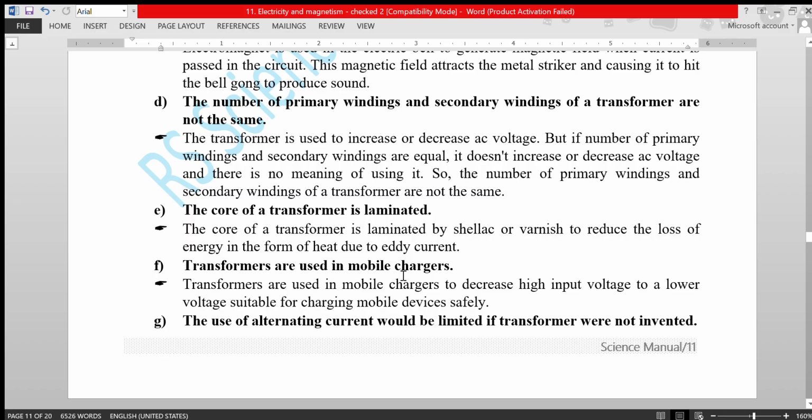Transformers are used in a mobile charger. Transformers are used in a mobile charger to decrease high input AC voltage to a low output voltage suitable for charging mobiles safely. The use of alternating current would be limited if transformers were not invented.